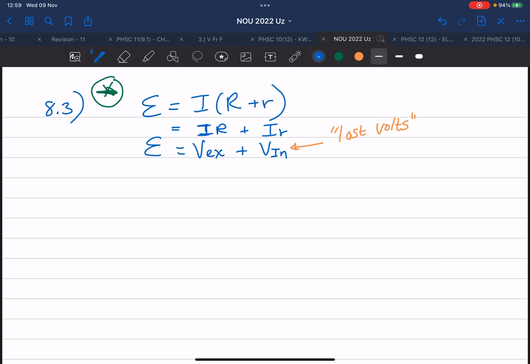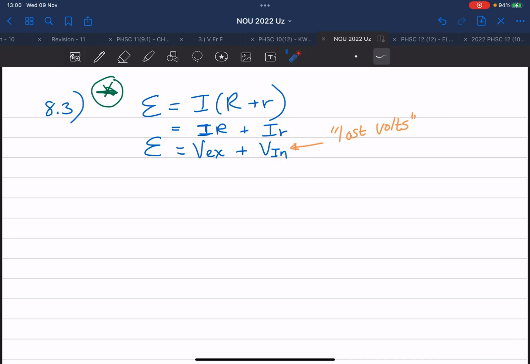Goed. Nou vra hulle vir jou, en hulle vra altyd so 'n tipe vraag. Hierdie jaar het hulle dit op 'n weird manier gevra, but they always ask a type of question like this. Hulle vra, wat gaan met die verlore volts gebeur? What will happen to that? Or how will that compare for circuit 1 and circuit 2?